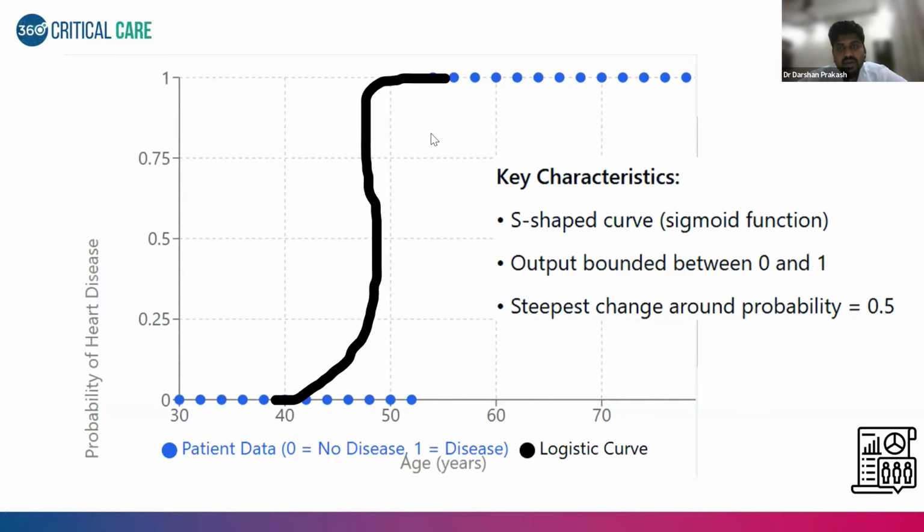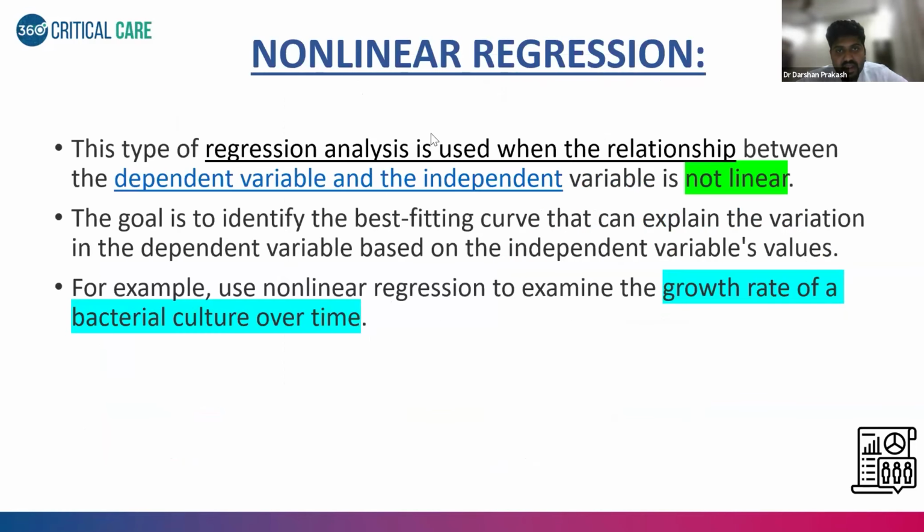So what is non-linear regression? It is the type of regression analysis used when the relationship between the dependent variable and the independent variable is not linear, which is very straightforward. Take an example of bacterial culture growth over time. It is exponential, right? It doesn't go in a linear fashion; it is probably a geometric progression. For this type of data, we cannot use a linear regression tool.